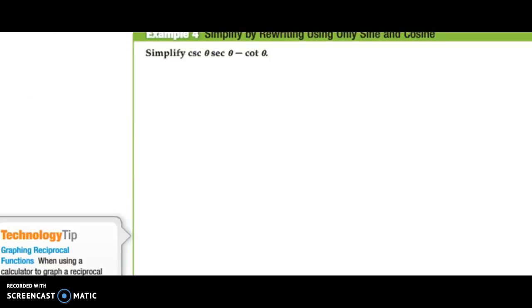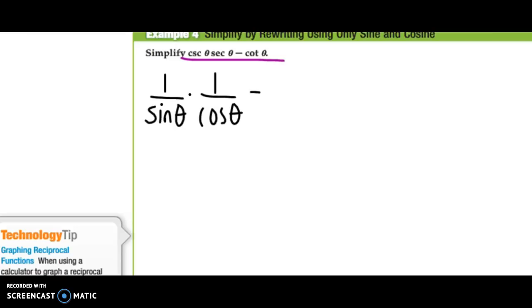Now the last example we're going to look at is example 4. And we want to rewrite this whole thing, but only using sines and cosines. So, if I'm going to write this, cosecant is the same as 1 over sine of theta. We know that as an identity. And secant is the same as 1 over cosine of theta. And cotangent, I'm going to rewrite. Remember, cotangent is cosine of theta over sine of theta.